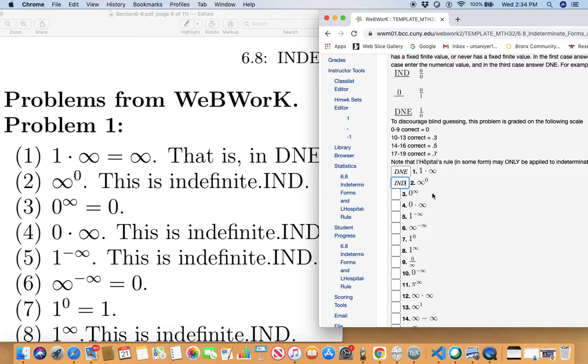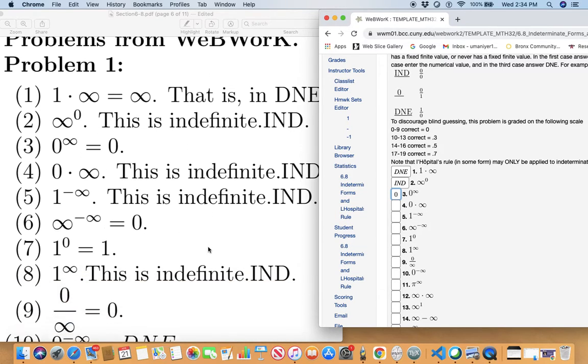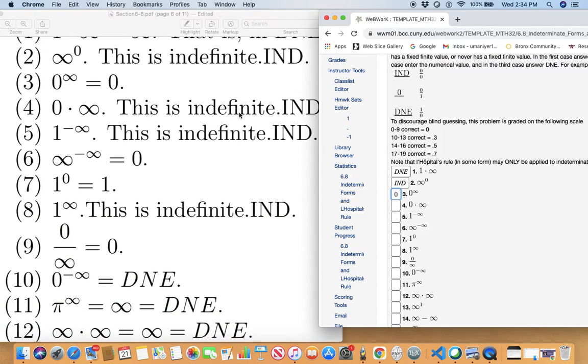0 to the power infinity. Well, imagine the base is getting smaller and smaller and you are taking larger and larger powers. 0.001 to the power 10. It's actually even smaller, okay? So this is approaching 0 actually. All right. 0 times infinity, that is indeterminate. I have written indefinite, that's incorrect. Indeterminate. Okay.